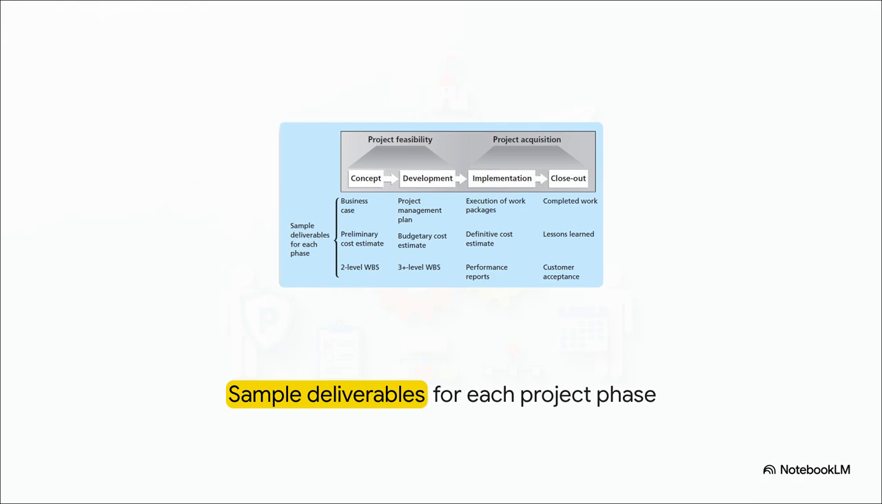Let's make this a bit more concrete by looking at the practical documentation. Notice how the specific deliverables are directly tied to each phase. In the concept phase, you're producing high-level stuff like a business case and maybe a rough 2-level work breakdown structure. But jump over to implementation, and you are deep in the weeds, generating definitive cost estimates and performance reports. And at the very end, in closeout, you need to deliver the formal customer acceptance and a lessons learned document so you don't repeat your mistakes next time.